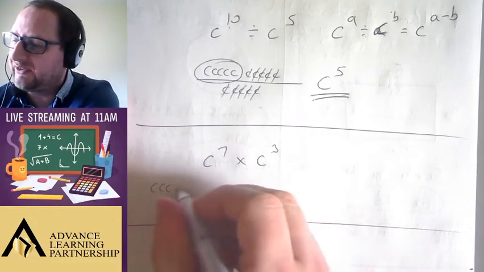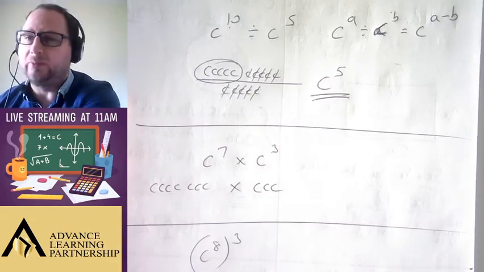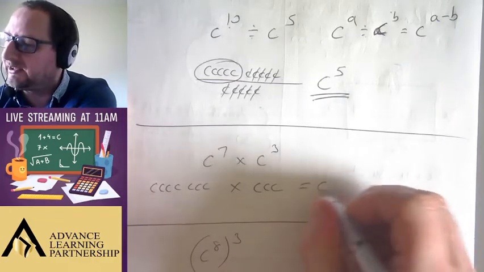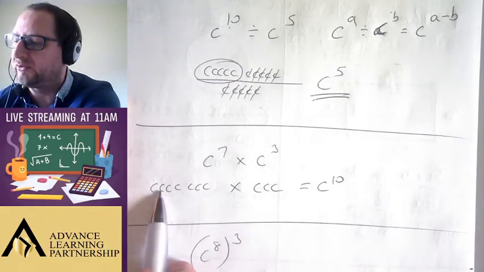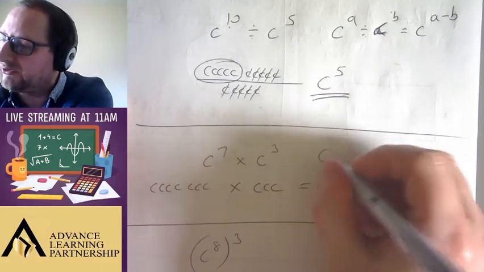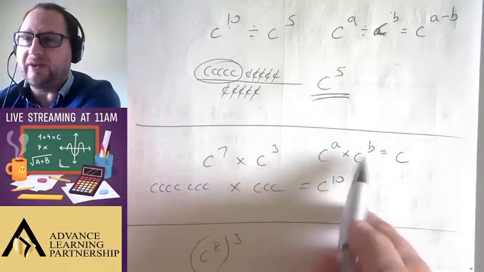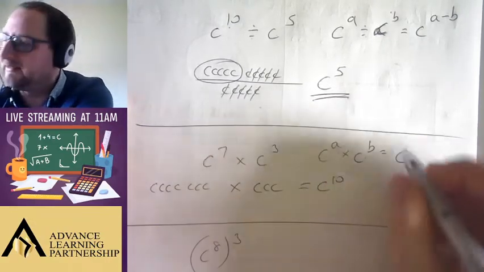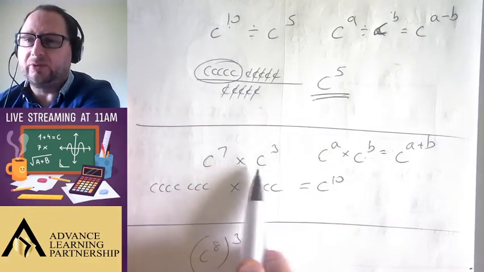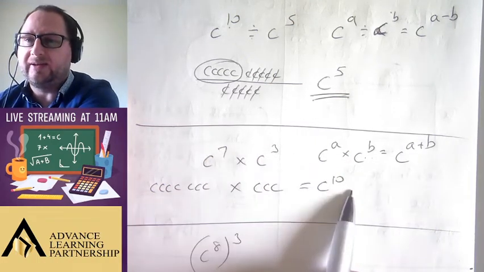There are 7 C's multiplying here together, and there are 3 C's multiplying here together. So when you bring them all together, all the C's end up multiplying together to give you 10 C's multiplying together. 1, 2, 3, 4, 5, 6, 7, 8, 9, 10. And this of course uses the first law of indices, which says if you've got the same base again, you can add the indices together. So first law of indices, when you're multiplying, you can add the powers together if you've got the same base. So 7 plus 3 is 10.